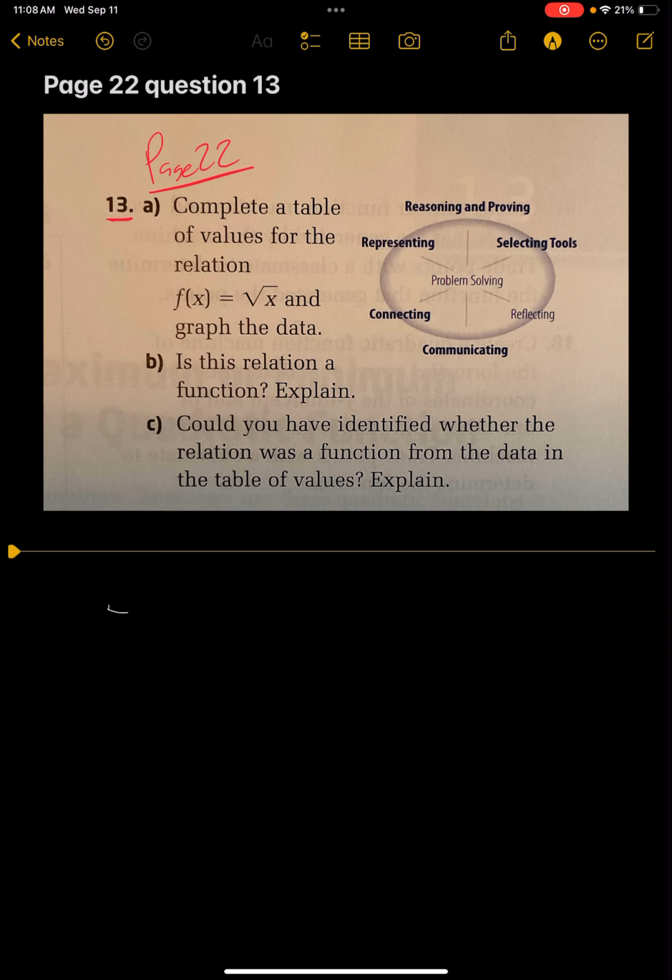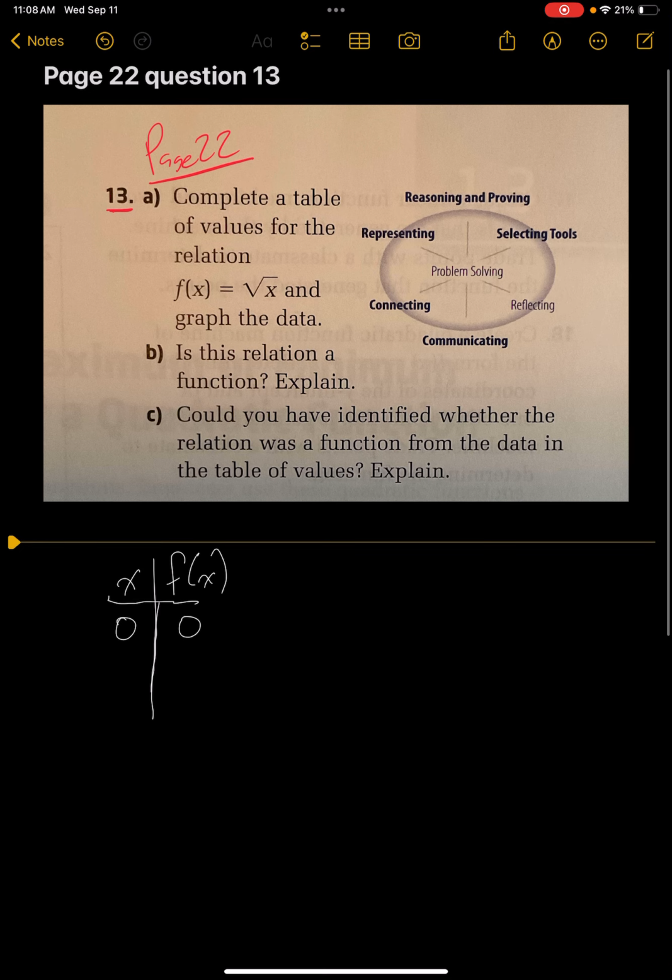So here's my table of values. I have x, and I'll write f at x here. This should be x, and that's f at x. Okay, so when x is 0, f at x is root 0. When x is 1, f at x is just 1.